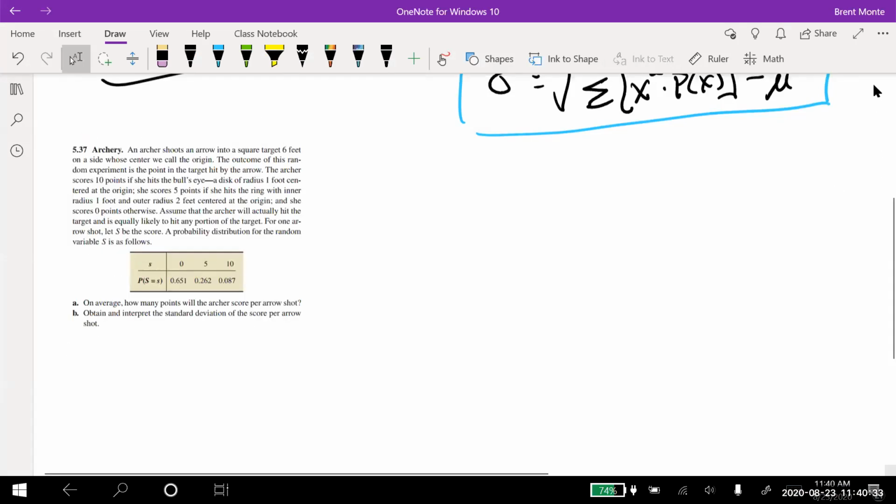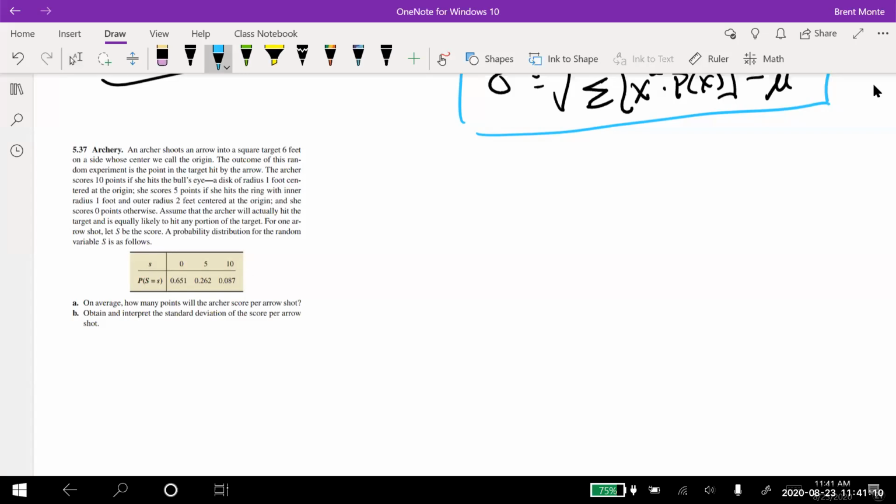Archery. An archer shoots an arrow into a square target 6 feet on a side whose center we call the origin. The outcome of this random experiment is the point in the target hit by the arrow. The archer scores 10 points if she hits the bullseye, a disc of radius 1 foot centered at the origin. She scores 5 points if she hits the ring with inner radius 1 foot and outer radius 2 feet centered at the origin, and she scores 0 points otherwise. Assume that the archer will actually hit the target and is equally likely to hit any portion of the target. For one arrow shot, let S be the score. A probability distribution for the random variable S is as follows.